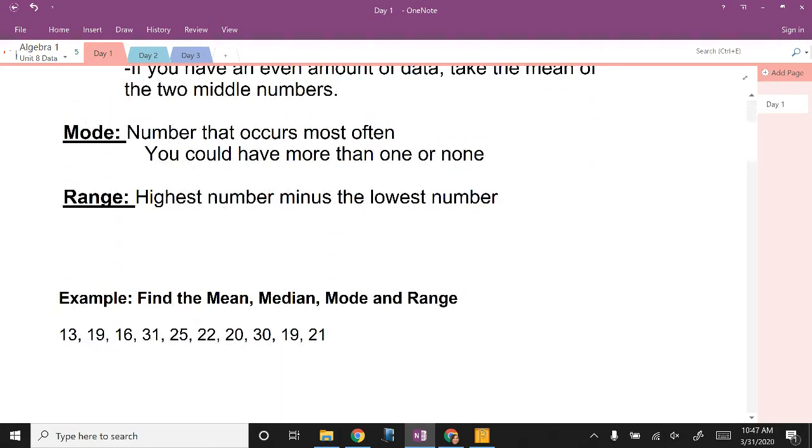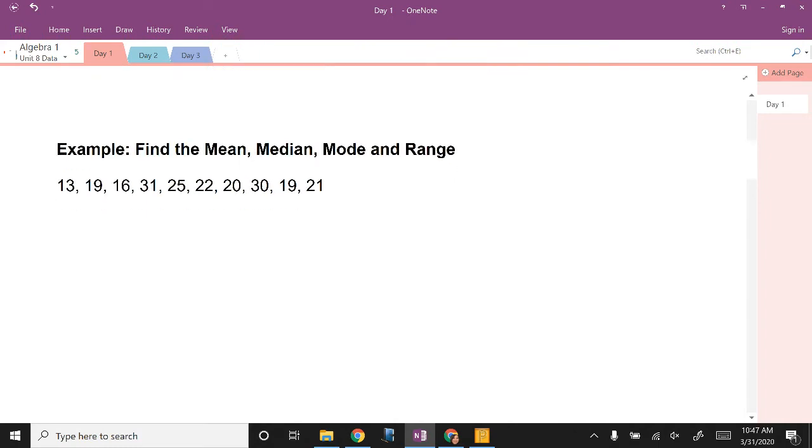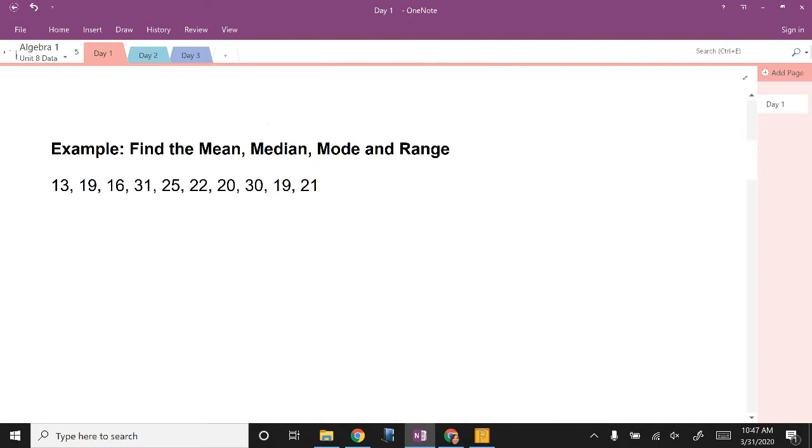So let's practice seeing a few examples. Here's a set of data. We have the numbers 13, 19, 16, 31, 25, 22, 20, 30, 19, and 21. If you would like to work these with me, that would be a great idea. Pause the video and you can copy those down. The first thing I would do is put these numbers in order from least to greatest, because I'm going to have to eventually find the median of the data. It's going to work out better if I go ahead and put these numbers from least to greatest.